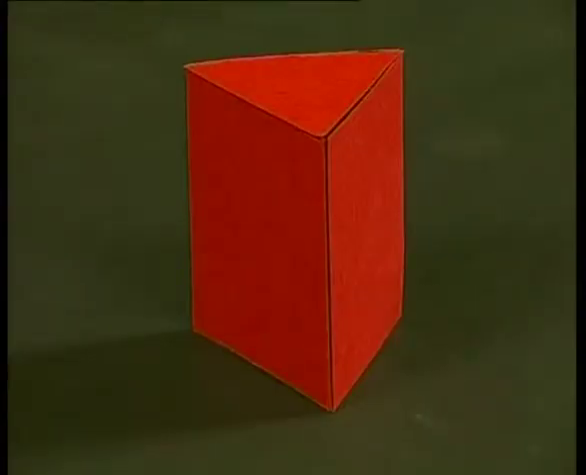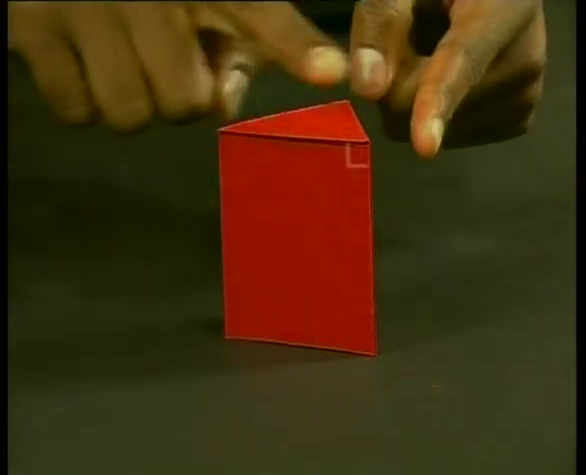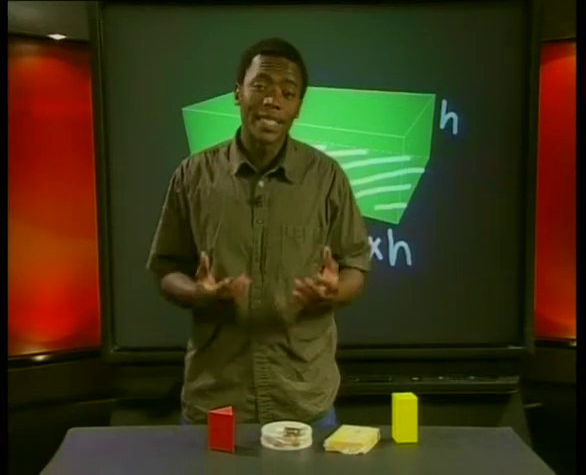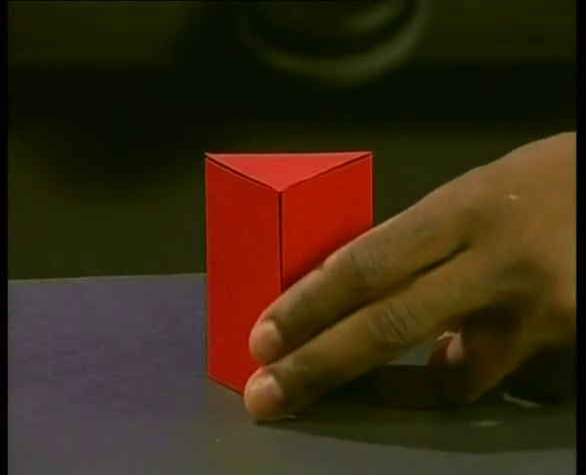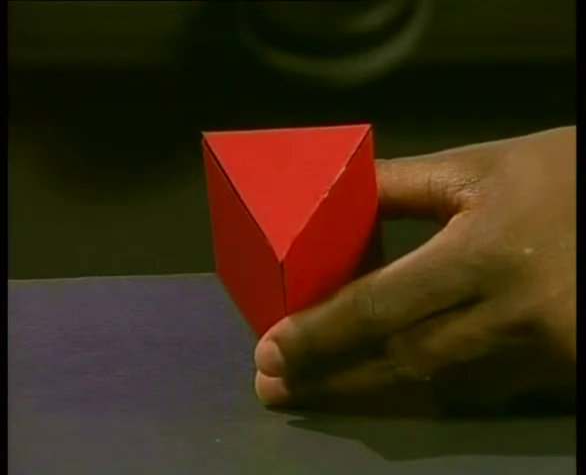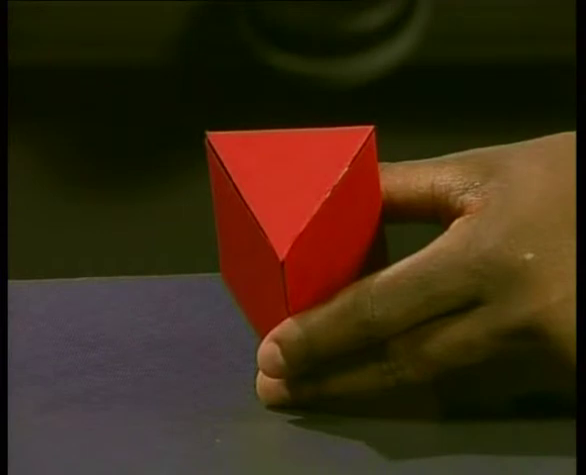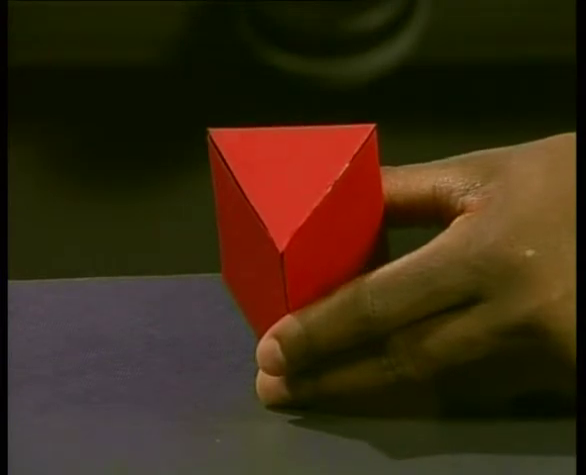Have a look at this model. Can you guess what this prism is called? The lateral sides are perpendicular to the base, so it's a right prism. But what kind of prism? Look at the shape of the bases. Do you remember that a prism is named according to its base? The base of this prism is triangular. So this is called a right triangular prism.